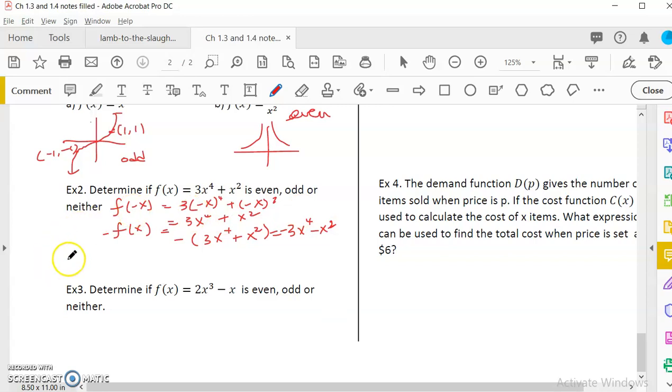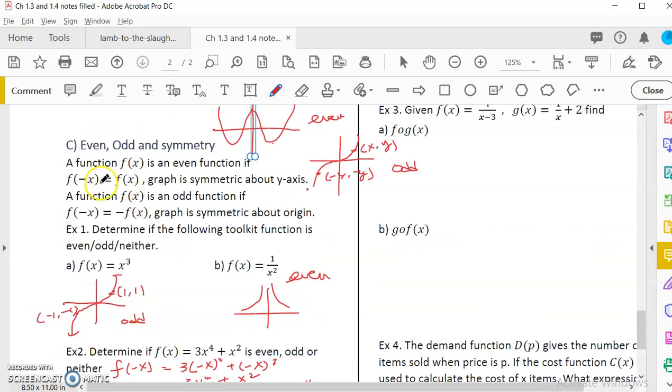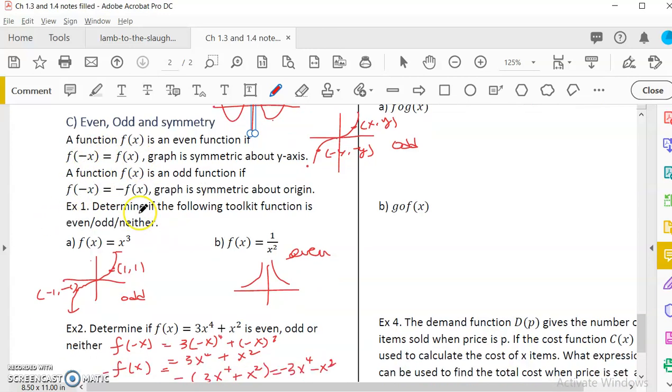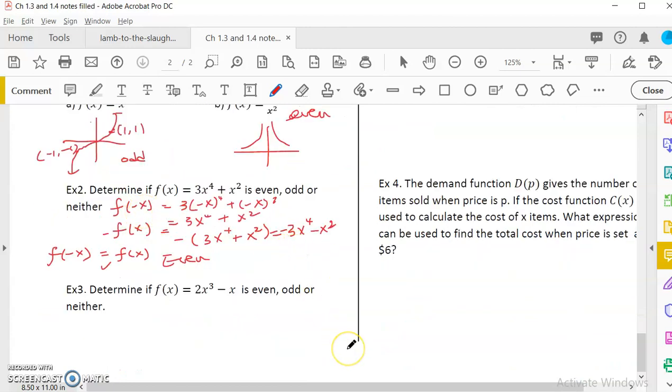Now, check even. Even would have f of negative x the same as f of x. Do we have that? Actually, it is true, right? True, so it is an even function, and we don't need to check odd. If it doesn't work, then you check odd. So look at this: you check whether f of negative x is the same as f of x for even. You check whether f of negative x is the same as negative f of x for odd. So do the second one. We always do f of negative x first and negative f of x.